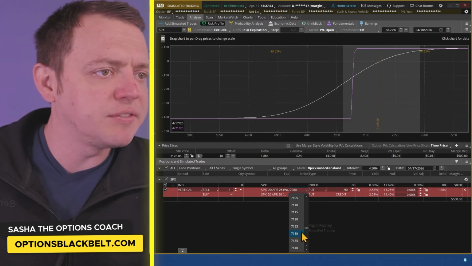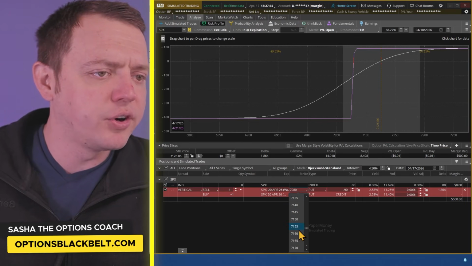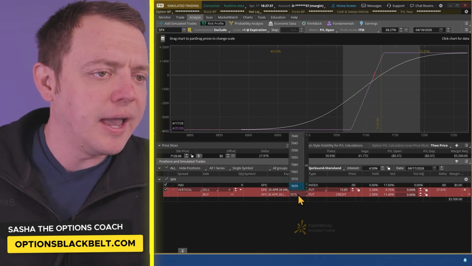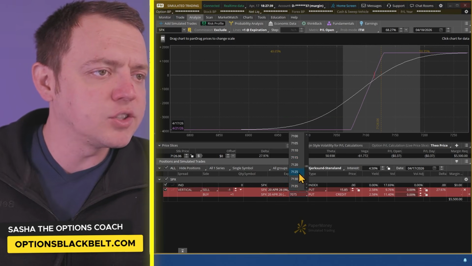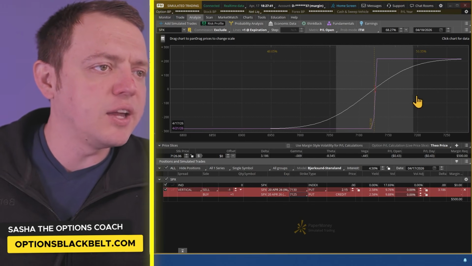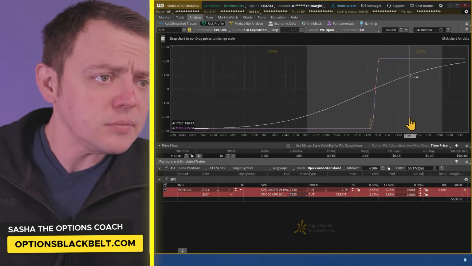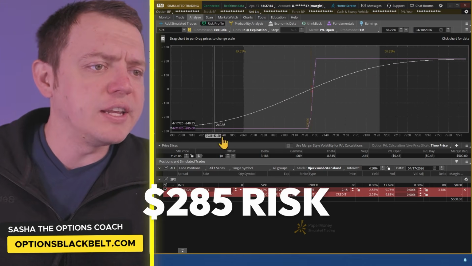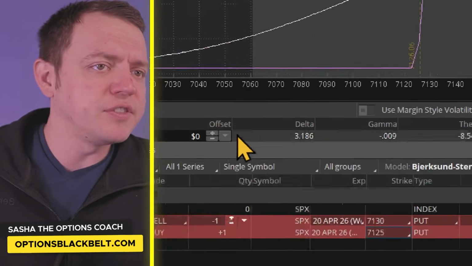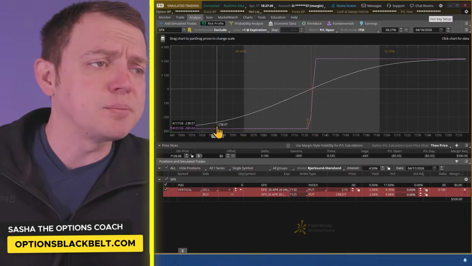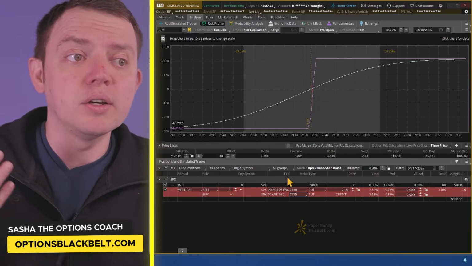So let's continue to move this process over, and we're going to bring it all the way to 71, about 71.30, which is where it is, and 71.25. This gives us a risk of about $285. Now we get a credit of $215, so we're risking $285. So you can see it's much closer to a risk one to make one reward scenario.